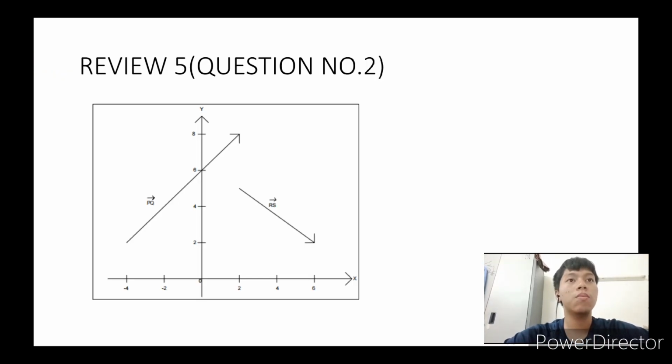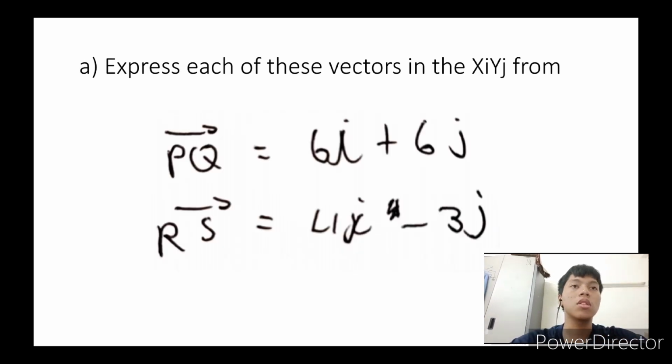Hi, today I will explain question number 2 in review 5. We can see in the paragraph there is an arrow pointing up and an arrow pointing down. The arrow pointing up is PQ while the arrow pointing down is RS. Okay, let's go to the first question.